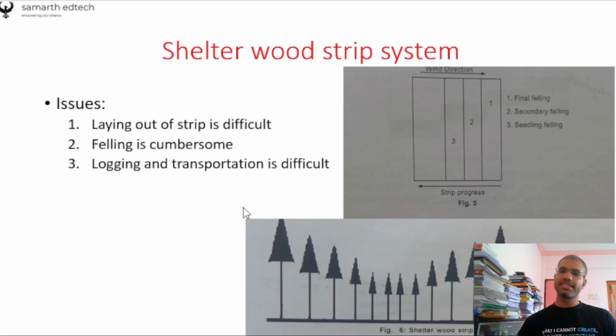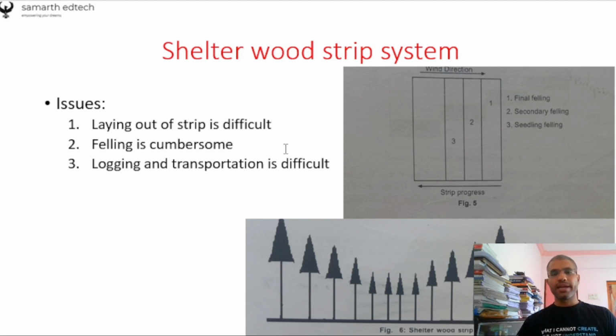Next one is your shelter wood strip system. See, over here what we do is we carry out the shelter wood operation but in the form of strips. As you can see, this particular figure has been taken from your Manikandan book. The given periodic block, again understand, not the entire forest but the periodic block, has been divided into different strips, and the initial felling, the secondary felling, and the final felling are carried out in the form of strips. So this is your shelter wood system.